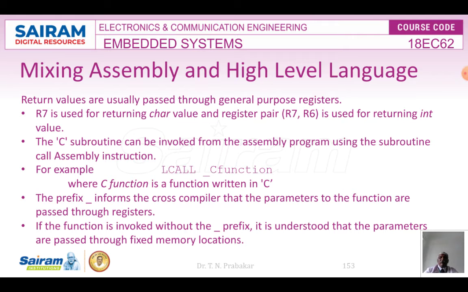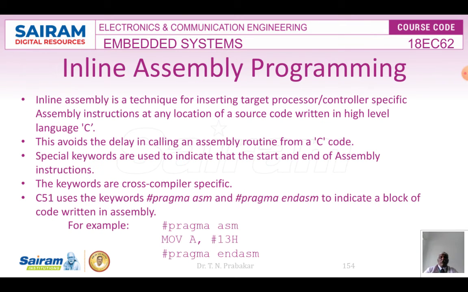And if the function is invoked without this underscore prefix, then it is understood the parameters are passed through the fixed memory locations. So if it has an underscore, then parameters are passed through the registers. If it doesn't have any underscore, then the data transmission occurs using the memory locations. And after these two things, the third type is the inline assembly language program. So we have written a C code, and in between we can embed a few lines of assembly level code into it. Again, this is the C51 case, right?